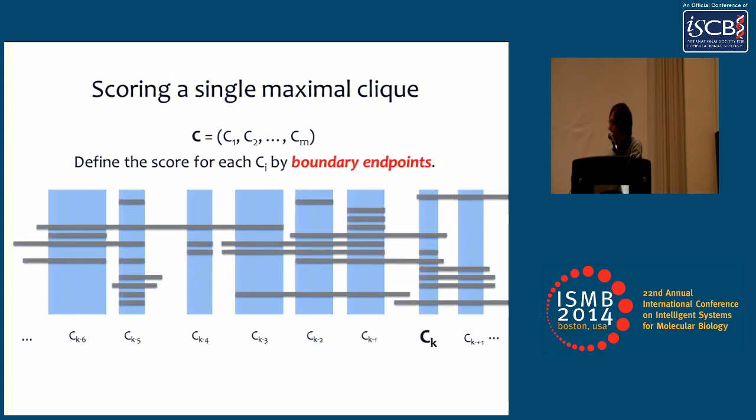So we use this boundary endpoint. And to determine the score for a single click, CK here, we first identify the left boundary endpoint, which means the set of intervals that cross CK, and whose left endpoint is in front of CK, but after CK minus 1. And the green one means the right endpoint, the same idea here. So we take the pair between the left endpoint and right endpoint just to avoid the asymmetry, where the numbers of left and right endpoints are dramatically different.